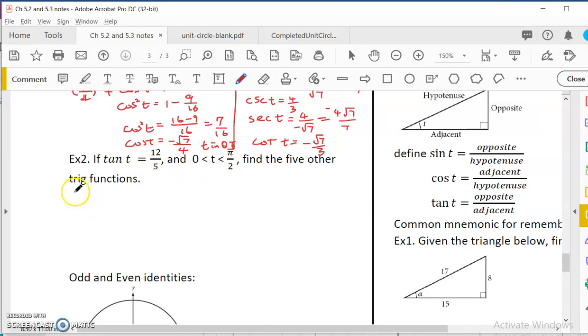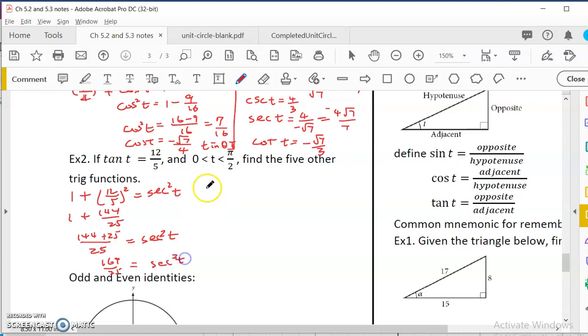So I can use 1 plus tangent squared equals secant squared. Secant squared t is 1 plus 144 over 25. Common denominator is 25: 144 plus 25 equals secant squared t. So secant squared t would be 169 over 25. Take the square root, so that would be the square root of 169 over 25, which is 13 over 5.